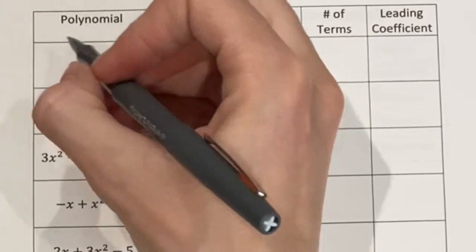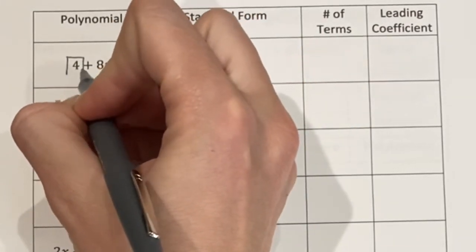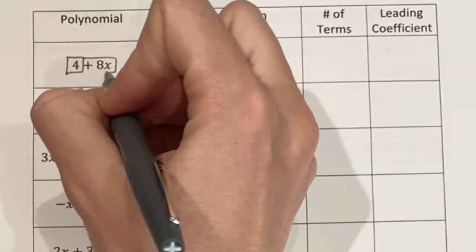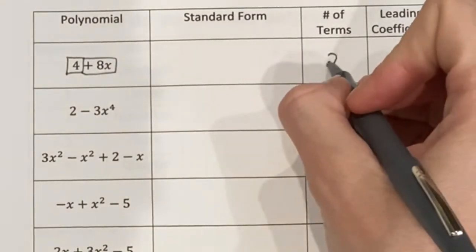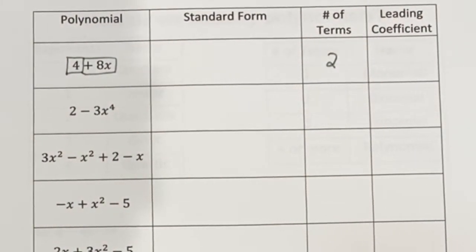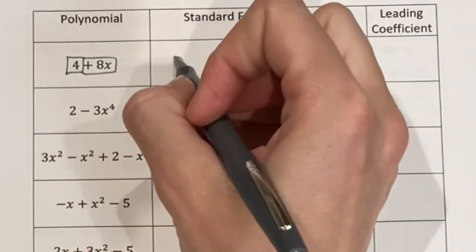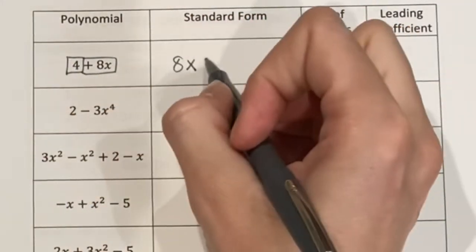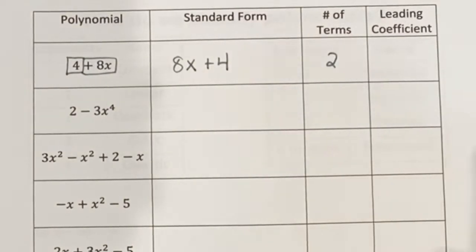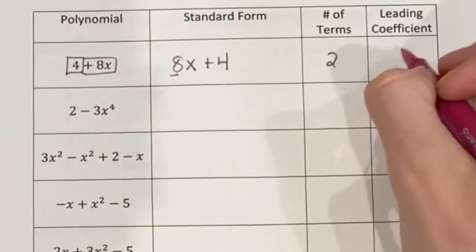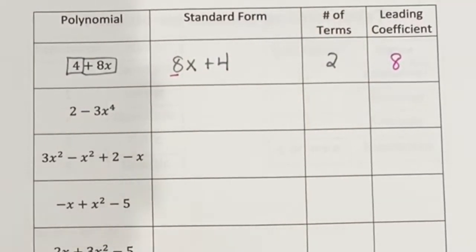So here I have 4 plus 8x. Here I have my 4 and my 8x, which already tells me my number of terms is 2. I need to write them in standard form. The one with the higher exponent is 8x, and then I have a positive 4 there. And my leading coefficient here, well, this one has the highest exponent. The number in front is an 8. So let's try the next one.